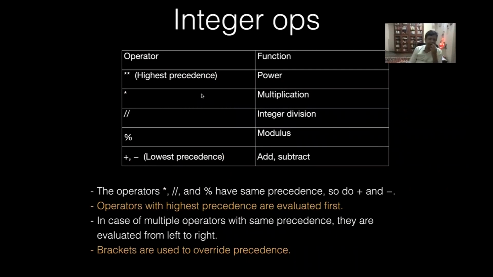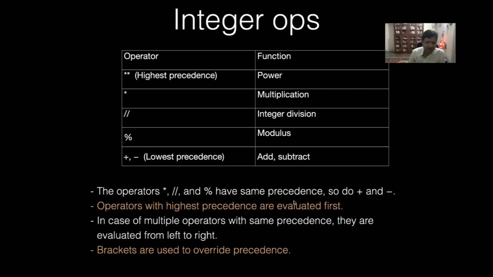Now, integer operations. There is the power operation, star star. Multiplication is star. Integer division is double slash, not a single slash. So 5 double slash 3 will be 1. 5 slash 3 is 1.66666, then 7 at the end. So this you need to remember: integer division is double slash. Modulo is percent sign, and of course plus and minus, you know.